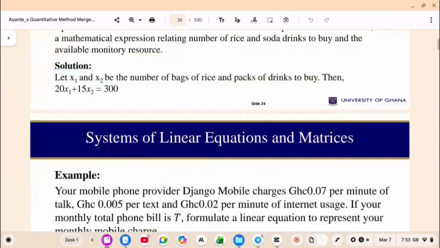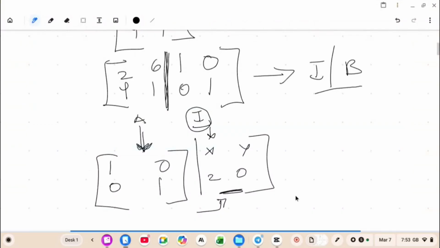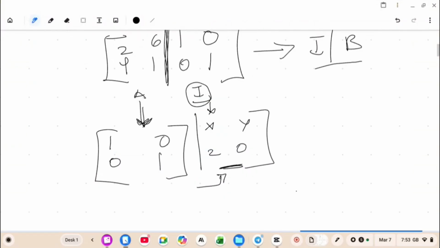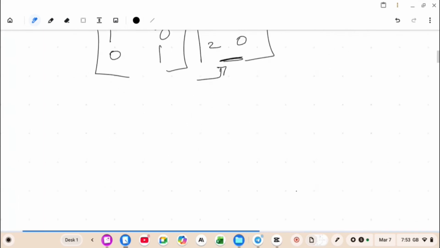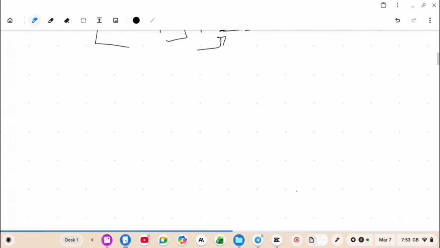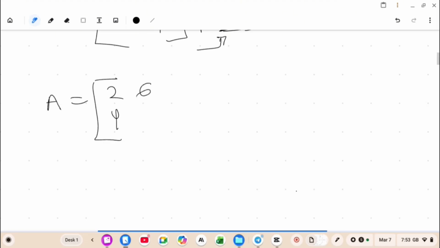I think they did solve an example, so let me solve an example here. Using the same example, we are finding that inverse. So A is equal to 2, 4, 6, and 1. And then we have to find the inverse of this matrix.